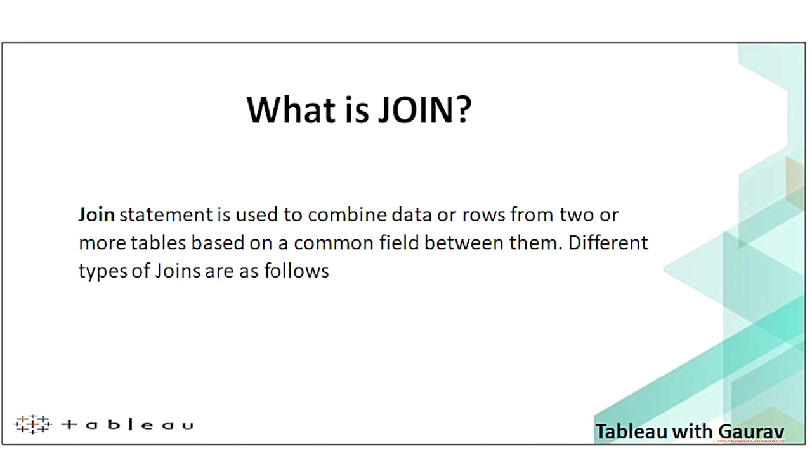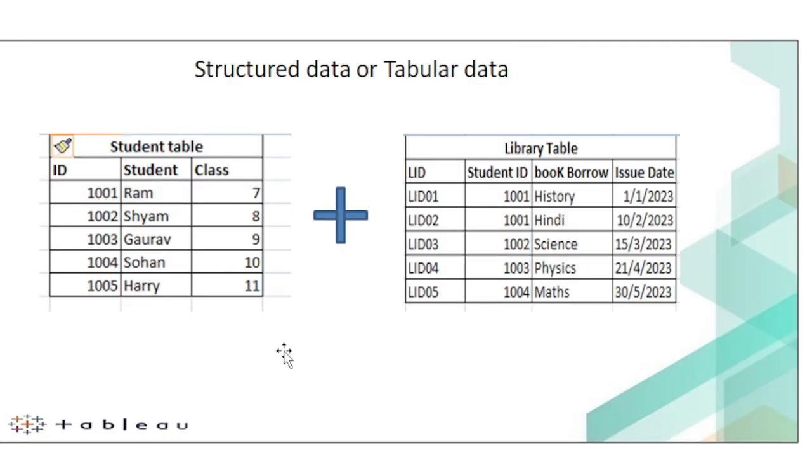Today we are going to learn a very important concept, join. Basically, joins are used in relational database systems, and in relational database systems we use joins for joining two tabular data. So this is our tabular data. We have two tabular data, and we call it structured data as well. We have one student table and the other is a library table. If you want to join these two tables, we can join them.